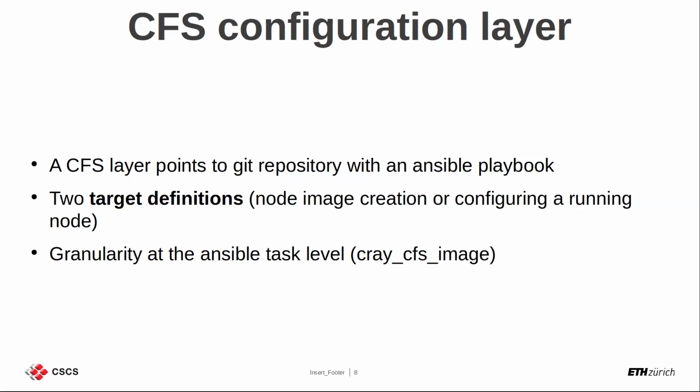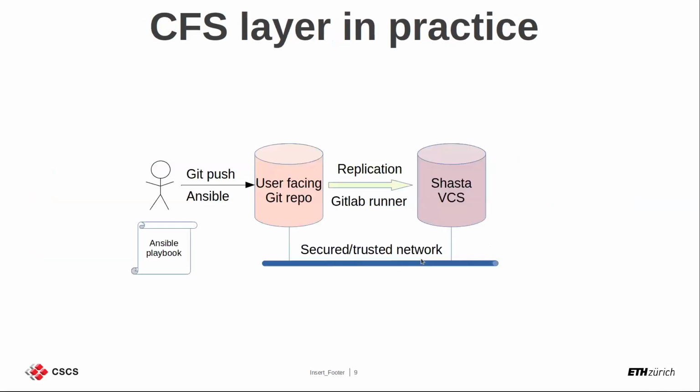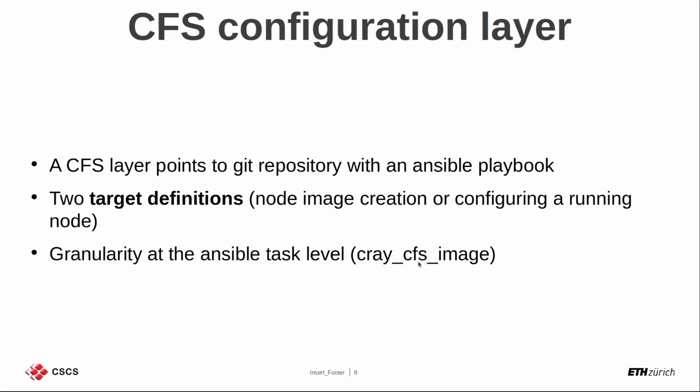Okay, a point about the configuration layer. The configuration layer, again, can use the Ansible tasks in 2 different ways. You can target each task to be run while building the image or configuring the nodes. And you do that with this variable called create CFS image. If this variable is true, it means that the Ansible is running to build an image. And if it's false, it's not building an image, it's configuring a machine.